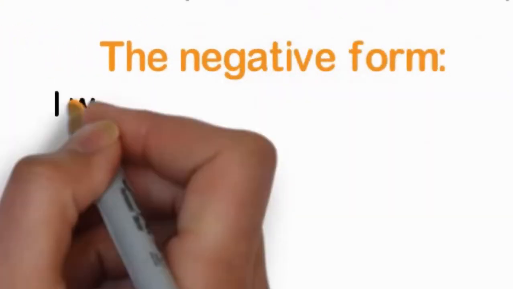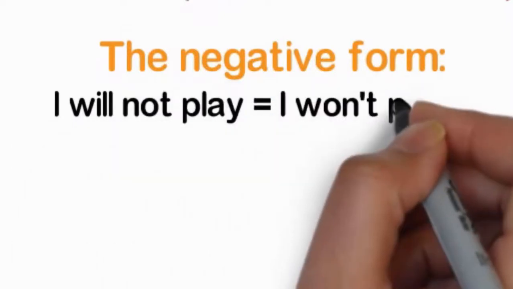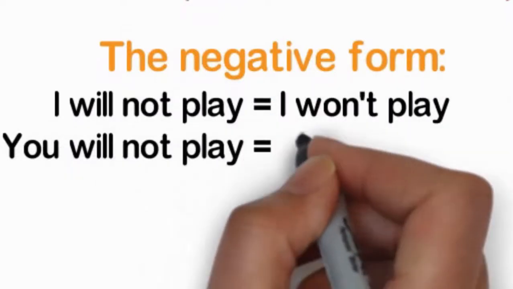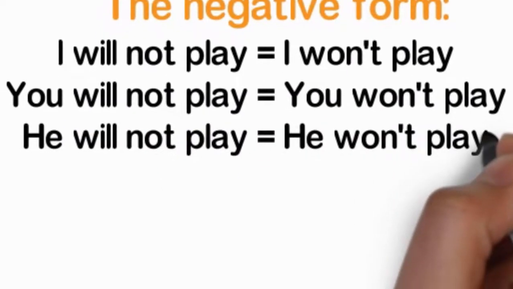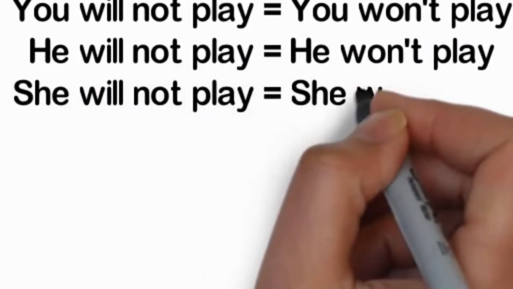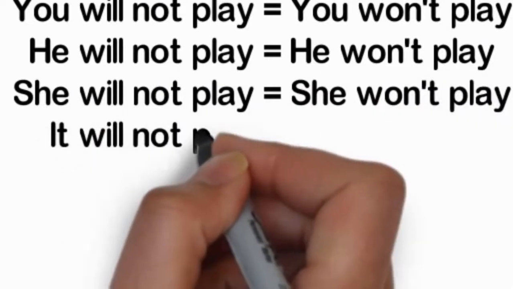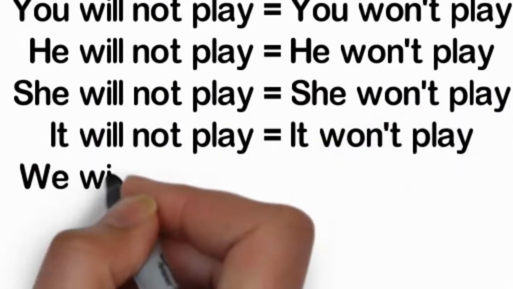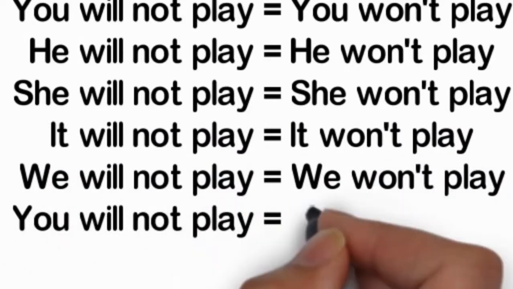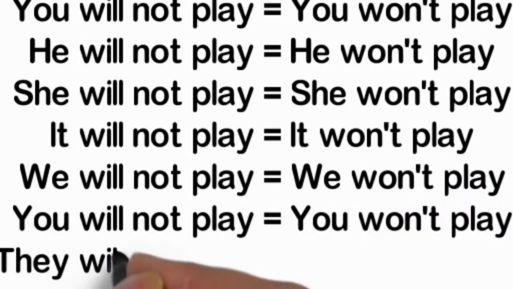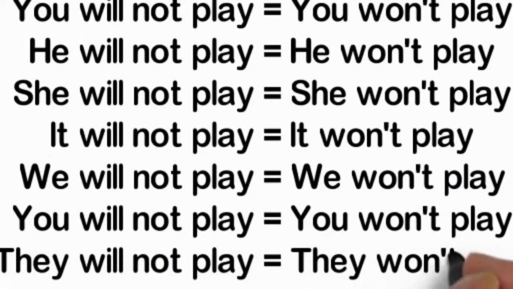The negative form. I will not play, I won't play. You will not play, you won't play. He will not play, he won't play. She will not play, she won't play. It will not play, it won't play. We will not play, we won't play. You will not play, you won't play. They will not play, they won't play.